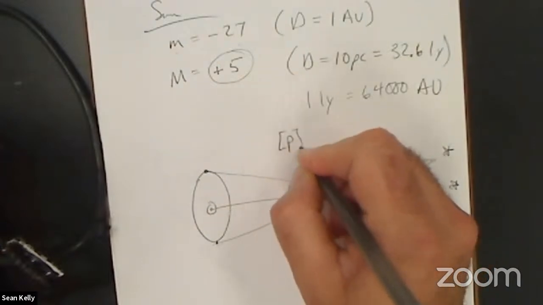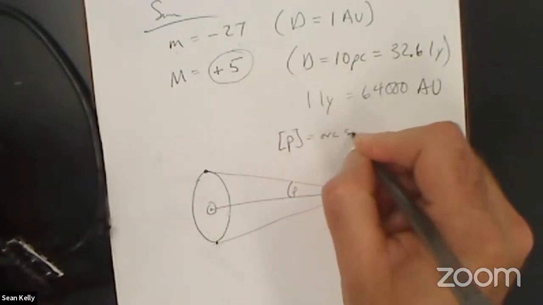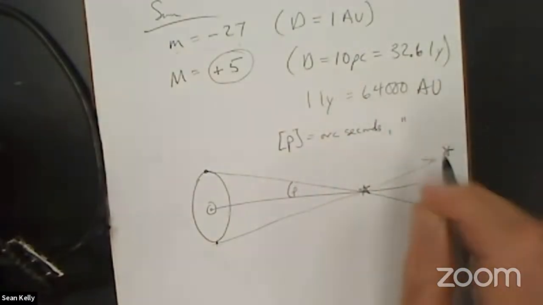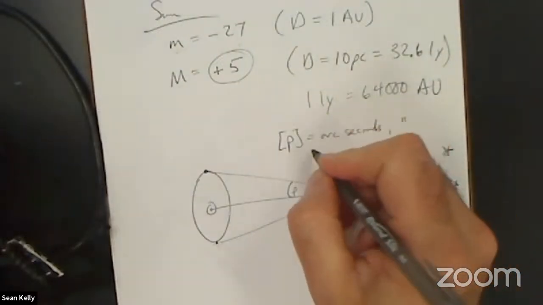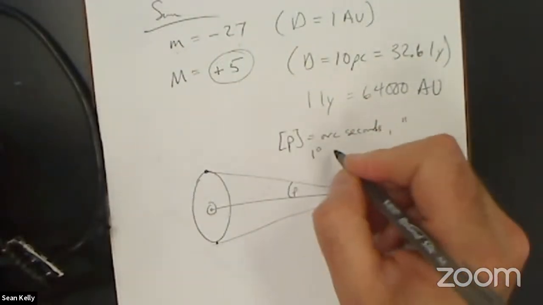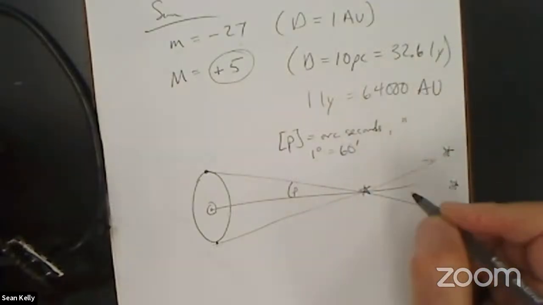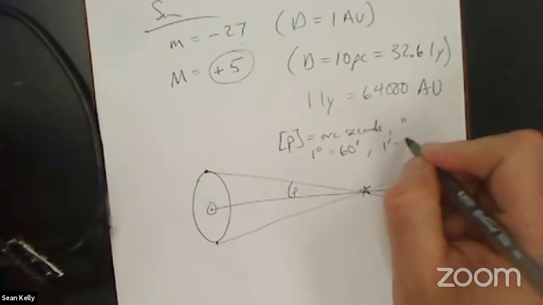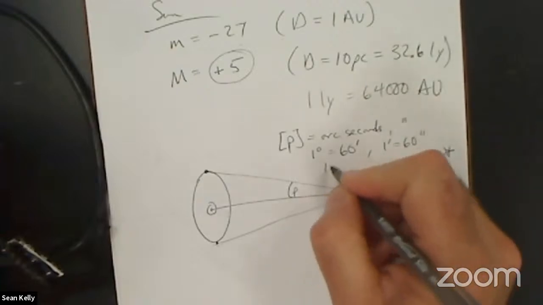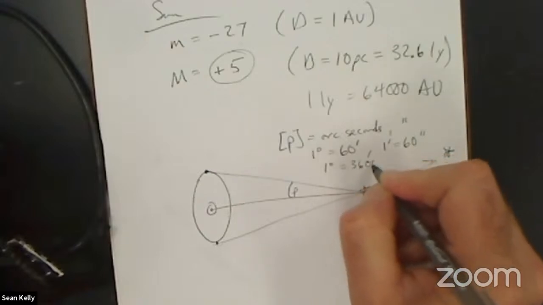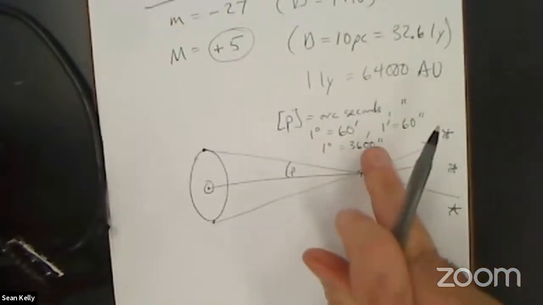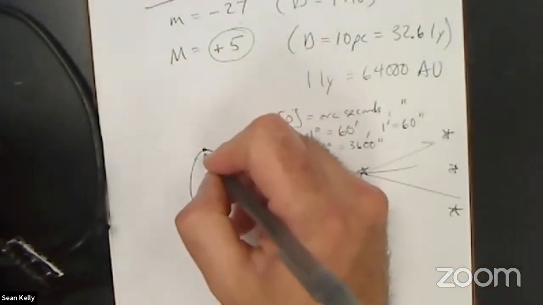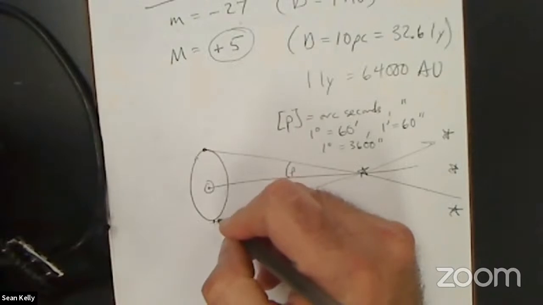And we use arc seconds, right? We measure parallax angle in arc seconds, which is a double dash like this. So if you forgot how this works, 1 degree has 60 arc minutes. 1 arc minute has 60 arc seconds, which means 1 degree is 3,600 arc seconds. Okay, so it's a really tiny little distance. Okay, so the Earth here, and then 6 months later is here.